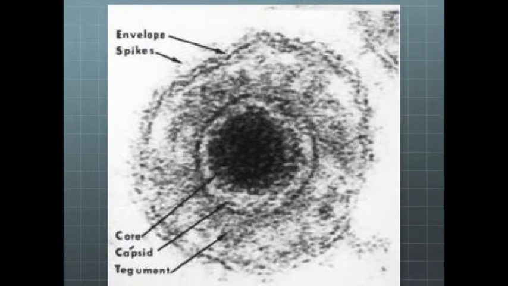Here's that close-up picture of what the EB virus that causes mono looks like. On the outside, you can see that circle surrounding it, that's the envelope. Then you can see the spikes that go along the outside as well. In the middle, you can find the dark circle called the core. Around that is the capsid, followed by the teguments.